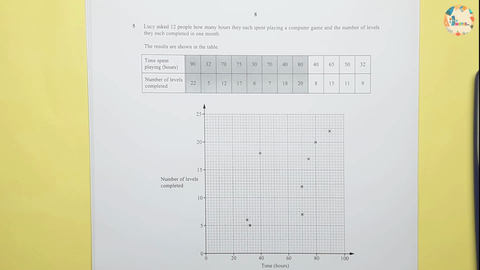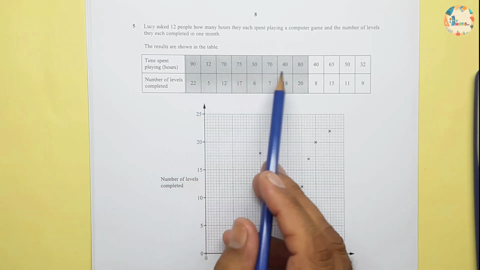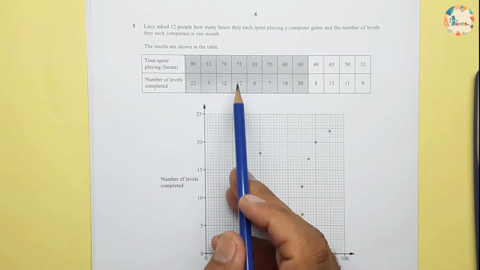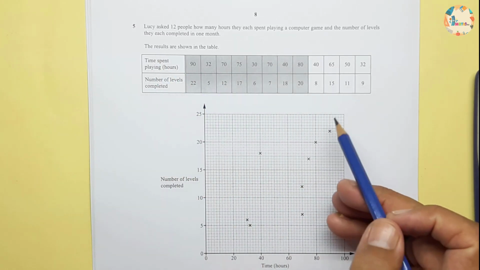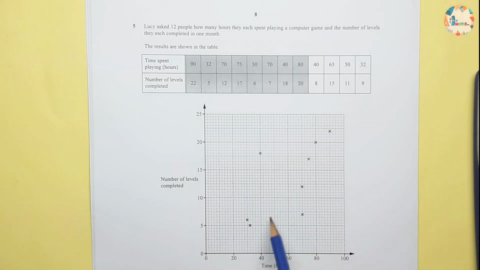Lucy asked 12 people how many hours they each spend playing a computer game and the number of levels. So this data is provided. The results are shown, and they have plotted all these numbers on this one. This is basically a scatter diagram they have plotted.